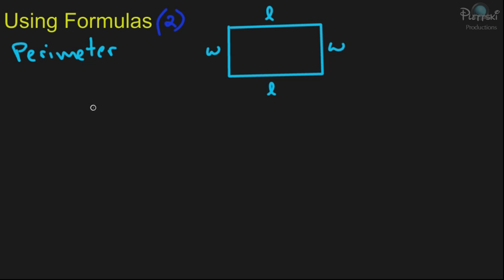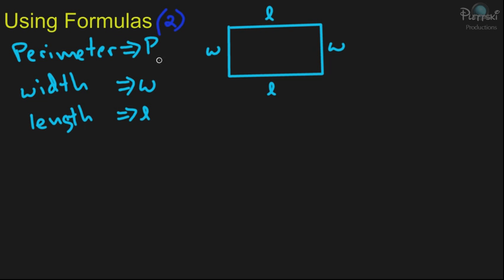Okay, if we want to use a formula to figure out a perimeter, we're going to need to use variables. So we can say P equals perimeter. So P is going to represent perimeter. W would be the width, and then L will be the length.